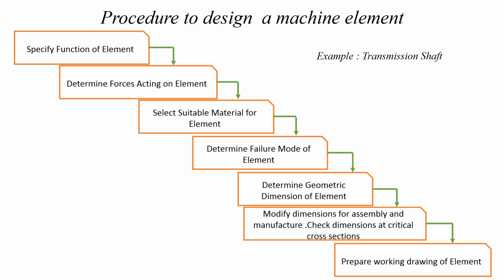Here we need to consider which particular machine element the transmission shaft is working with, whether it is being assembled with a gear or with a pulley or with a sprocket. Understand the loads coming onto the transmission shaft, the diameters, the geometrical dimensions and tolerances to be considered before making the final manufacturing drawing. And lastly, prepare the working drawing of the transmission shaft using CAD software.